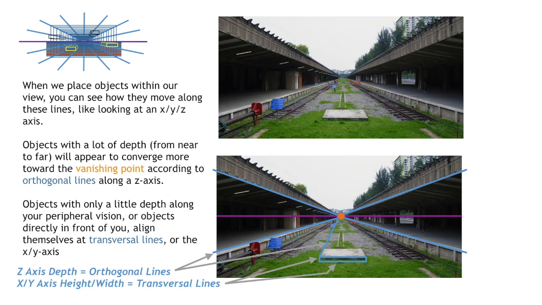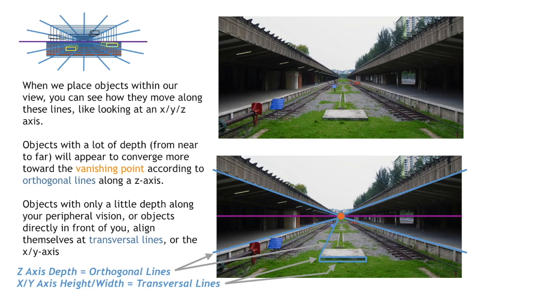So you can see that here. When we place objects within our view, you can see how they move along these lines. It's like looking at an XYZ axis, essentially. Objects with a lot of depth from near to far will appear to converge more toward the vanishing point according to orthogonal lines along a z-axis. We'll call the orthogonal lines our z-axis. Objects with only a little depth along your peripheral vision, or objects directly in front of you, align themselves along these transversal lines, or the XY axis.